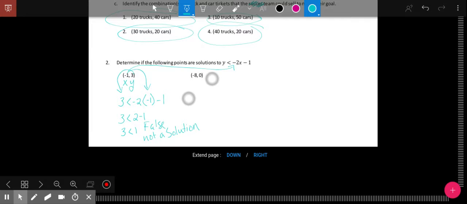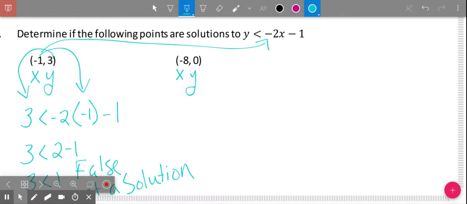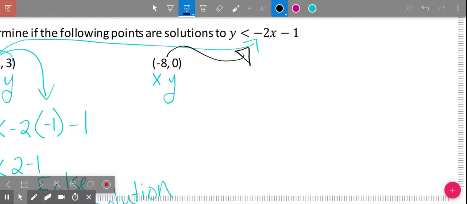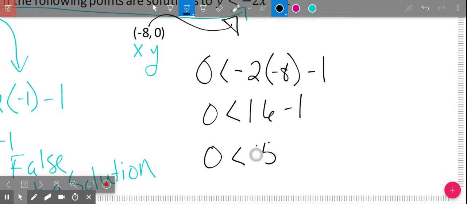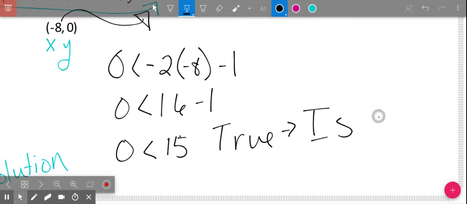All right, so now we need to do the same thing with the next one. This is still my x and my y. I'm going to plug everything in. So instead of a y, I'll have a 0 is less than negative 2 times, instead of x, I have negative 8 minus 1. Now I'm just going to simplify. So 0 is less than negative 2 times negative 8 gives me 16 minus 1. I'm still just simplifying over here. So 0 is less than 16 minus 1 gives me 15. Well, I have to think, is 0 less than 15? It sure is. That's true. So it is a solution. Woohoo!